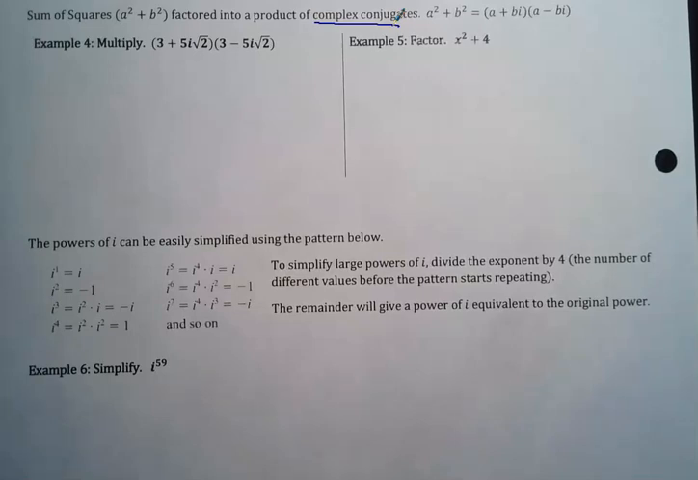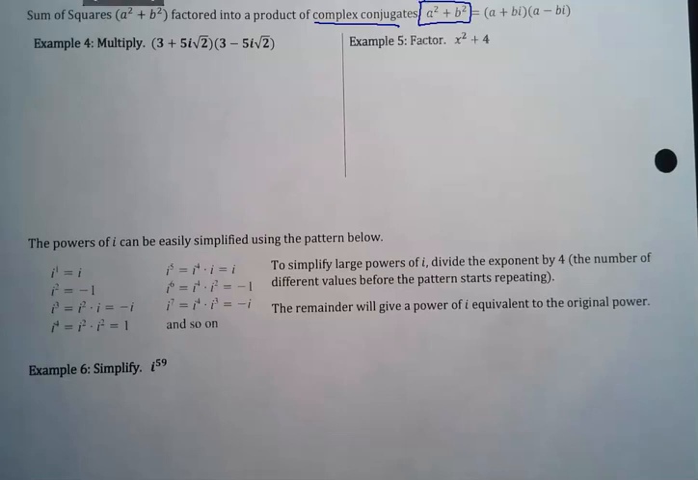So in example 4, we want to multiply the quantity 3 plus 5i times the square root of 2 times this quantity 3 minus 5i times the square root of 2. Okay, so this is going to be a sum of squares. When we have complex conjugates, it's going to equal a sum of squares. Okay, we can walk through that and do it and see, but it's pretty awesome. Okay, so we would have to FOIL here.